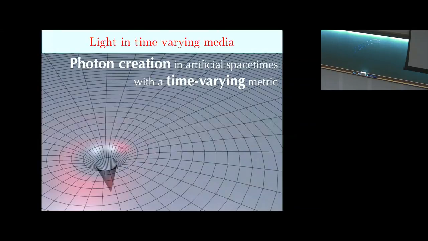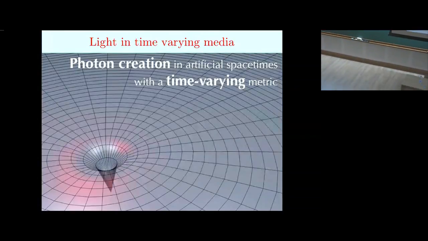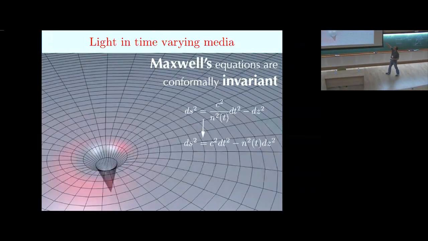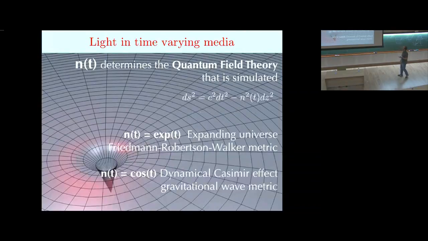So let's consider a slightly simpler case where we forget x and just consider a spatially homogeneous time-varying metric. Now my metric just has n squared of t. There's no x, y, or z in there, and it's uniform in all dimensions. Maxwell's equations are conformally invariant, which essentially means I'm allowed to pull the n squared up in front of the dx term, or in this case, dz. There's only one spatial coordinate, so it doesn't really matter what I use.